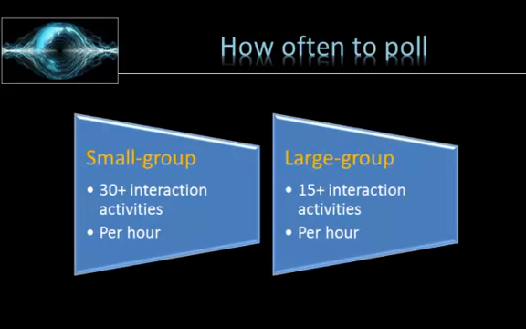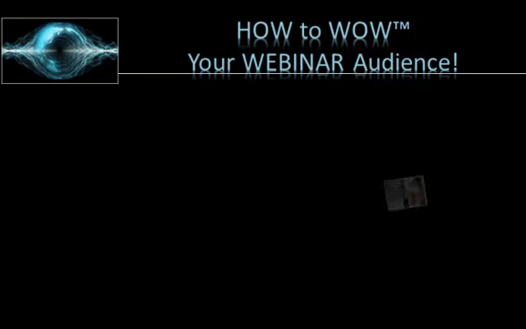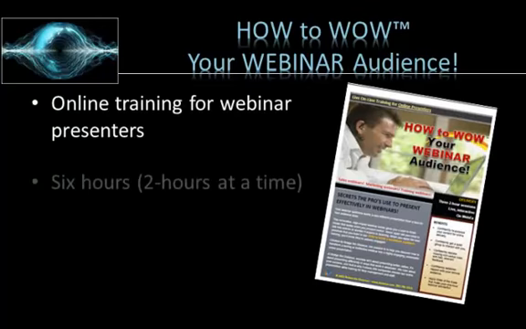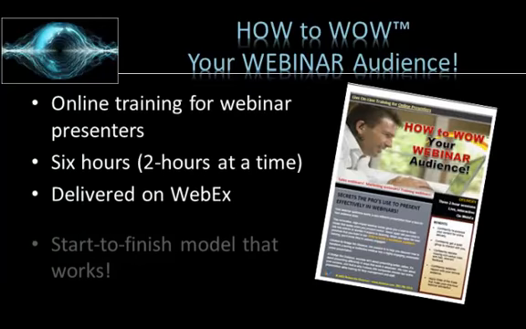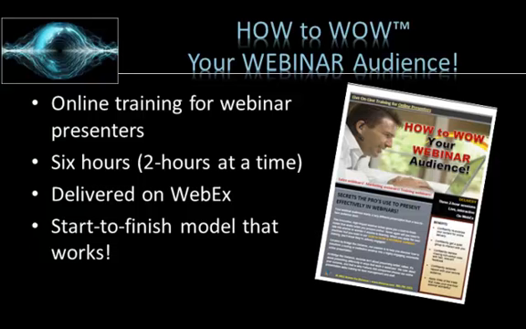How often should you poll? Well, if it's a small group presentation, maybe 20 people or less, there should be at least 30 changes in interaction going on every hour. If it's a larger group presentation, about 15 minimum per hour. That means you've got to switch back and forth between ways that we are causing that presentation to feel very interactive.